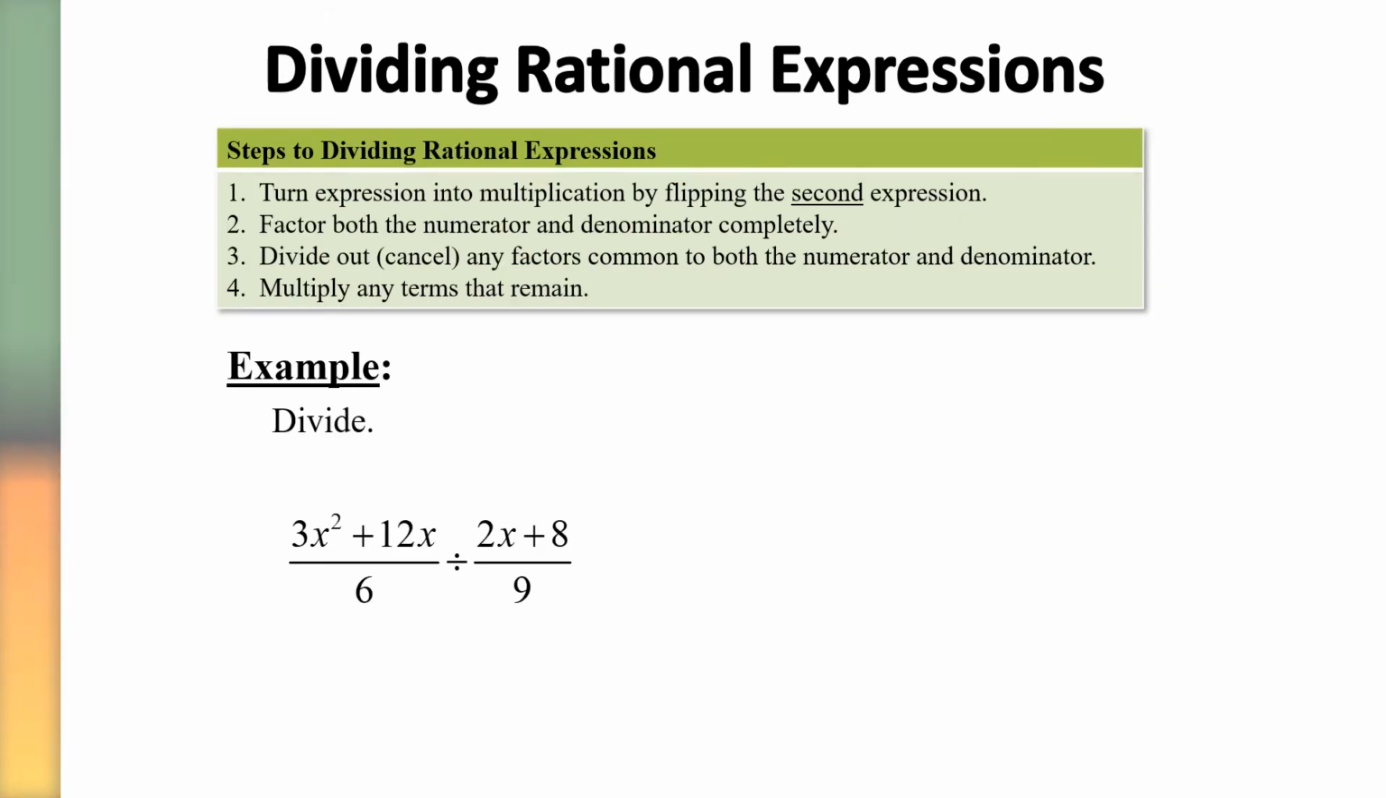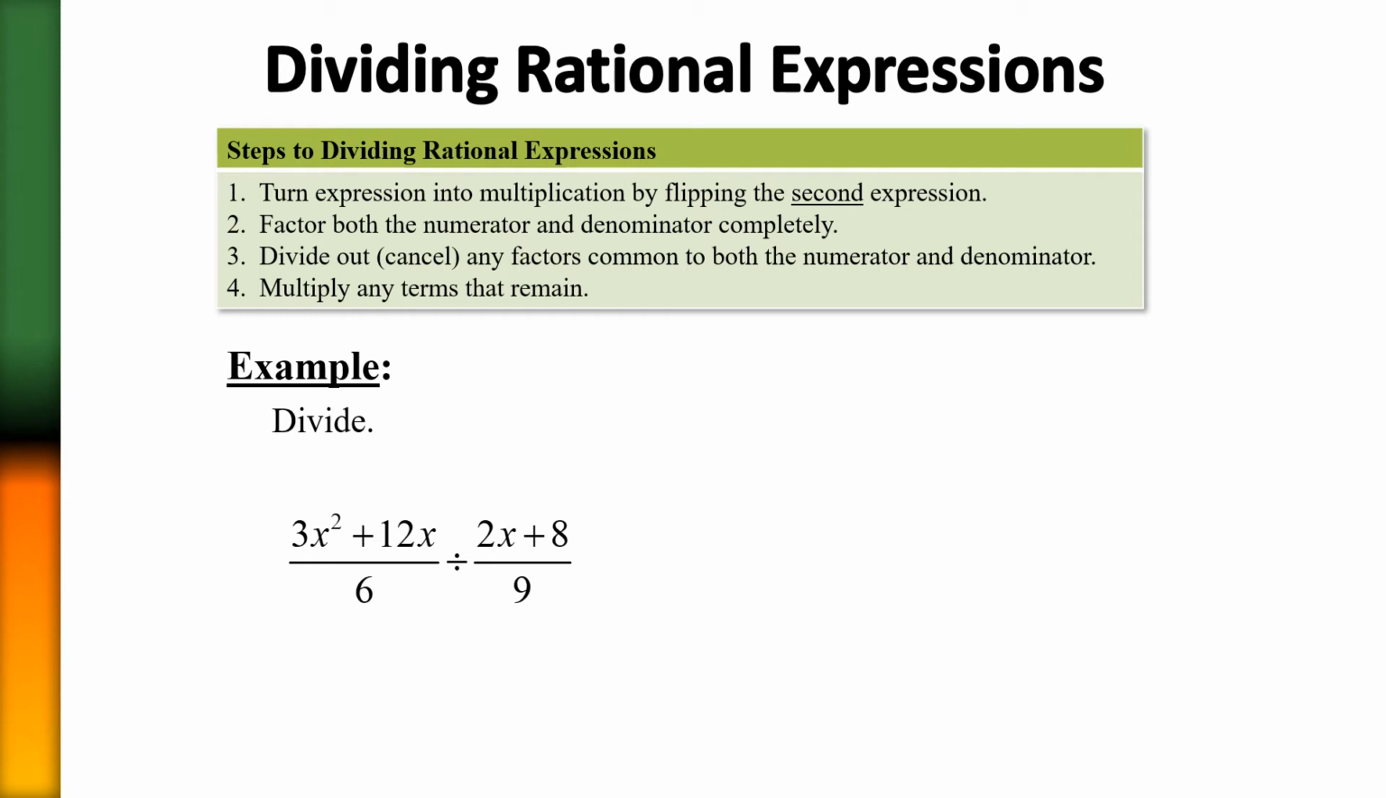Apply that same strategy for dividing fractions to dividing rational expressions. So let's go over the steps. Step 1, turn the expression into a multiplication problem by flipping the second expression. Step 2, factor both the numerator and the denominator completely. Step 3, cancel or divide out any common factors of the numerator and the denominator. And then lastly, step 4, multiply any terms that are remaining.